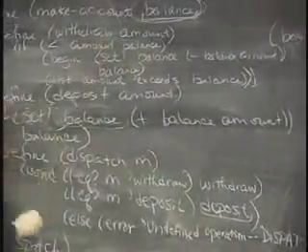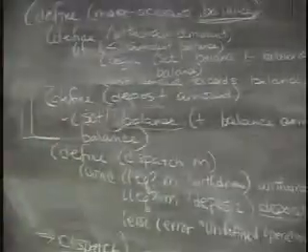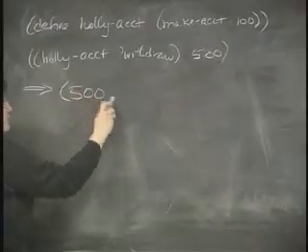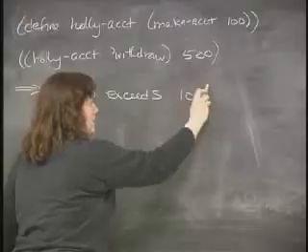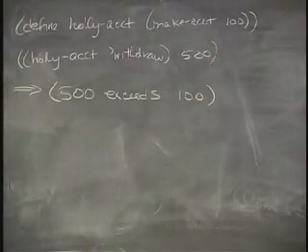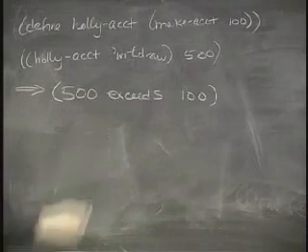Withdraw here takes in an amount. 500 is not less than 100. So we evaluate this, and we return the list of amount, which is 500, the symbol exceeds, and then the balance 100. Okay. We also could have used 3 display statements. That would have been fine too. But I ran out of room, so we used a list.